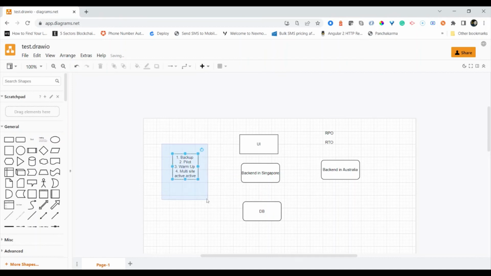Now, it depends entirely on your requirement which one you have to fit in. Multi-site active is less laborious and very efficient if you want very high availability all the time in the year. Then multi-site active is the one you should go for, but it comes with extra cost, which you may have to bear. If you have a mission critical application, then that is the only option for you. Warm up is also another option, but it may not scale up immediately if your application is very critical. So that's what I wanted to explain in today's video.